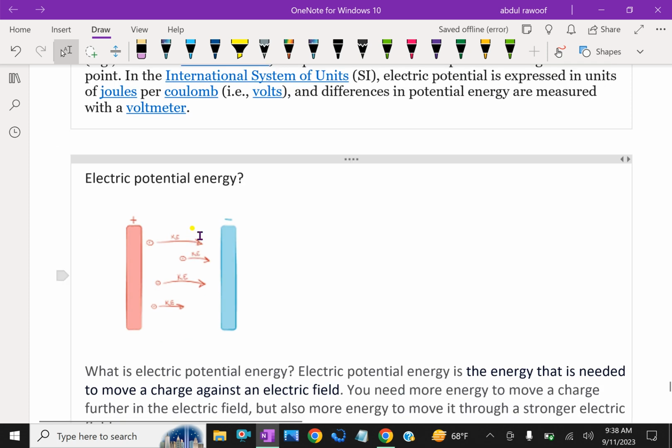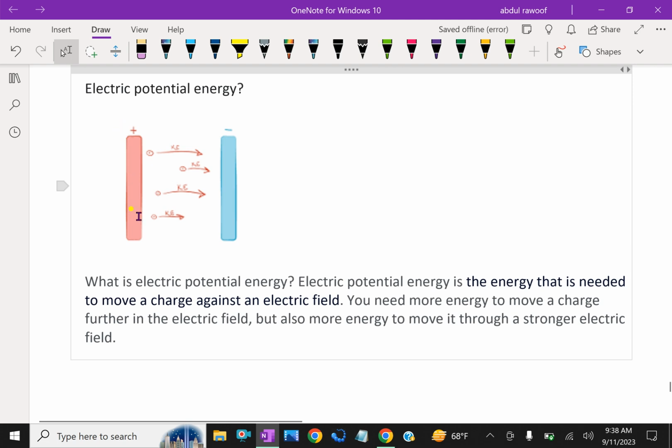Now look at electric potential energy. Here are two plates having positive charge and negative charge. What is the potential energy now? Electric potential energy is the energy that is needed to move a charge against an electric field. We need more energy to move a charge further in the electric field, but also more energy to move it through a stronger electric field. Suppose the electric field is stronger, we need more energy to move a positive charge between the plates.